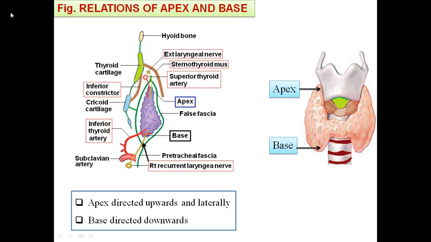Relations of the apex and base. The apex is directed upwards and laterally, and the base is downwards, lying at the 2nd to 4th tracheal rings. Regarding the relations of the apex, it lies between the inferior constrictor muscle and the sternothyroid muscle.